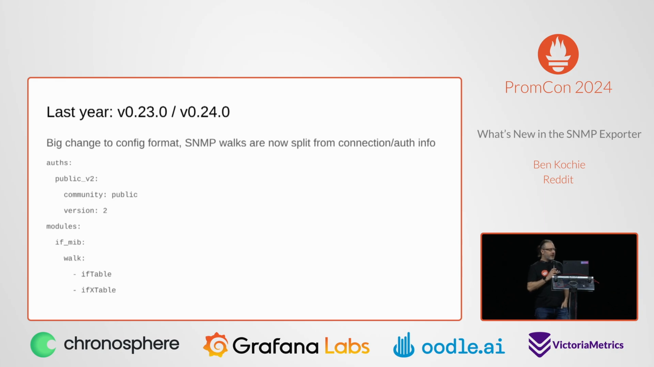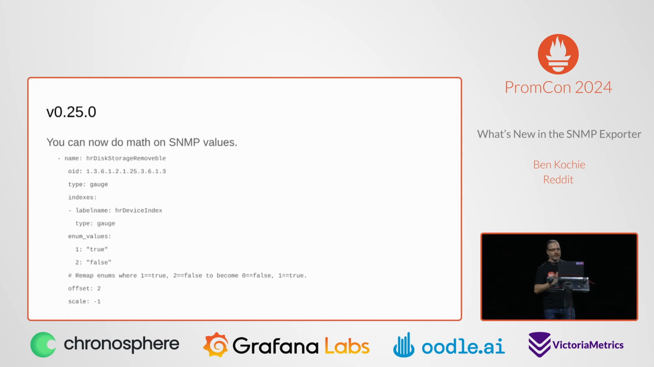Big change from last year, just a quick refresh. We refactored and redid the configuration file to split the authentication from the modules. So if you haven't upgraded your exporter since last PromCon, you should really do that. It's really nice when you can have that split and make the configuration easier. We also added multiple file support so that you don't have to put all of the auths in the same file as your modules and scrapes and the metric conversion.